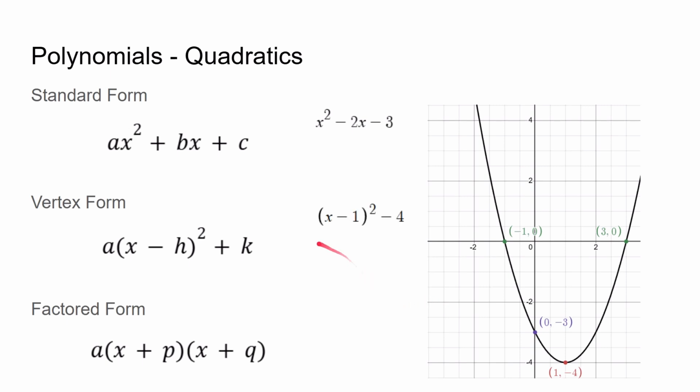Vertex form, this would be vertex form, tells you the location of the vertex. So h comma k is the location of the vertex. So 1 comma -4 is the vertex. And we see that there.